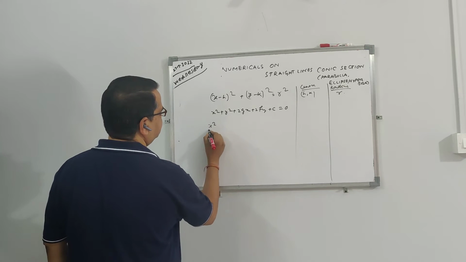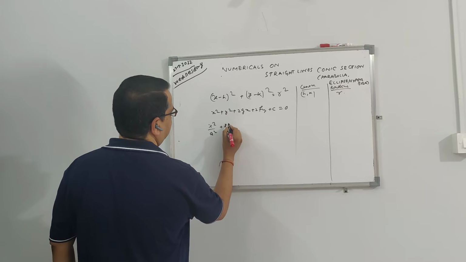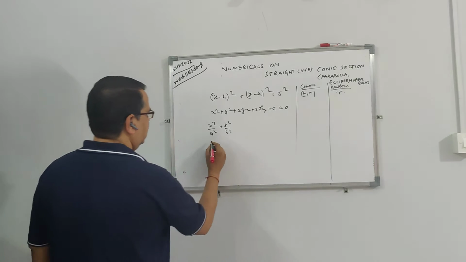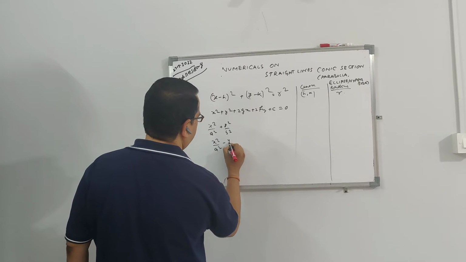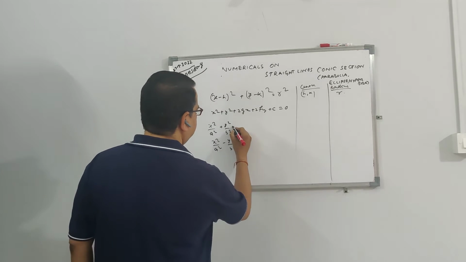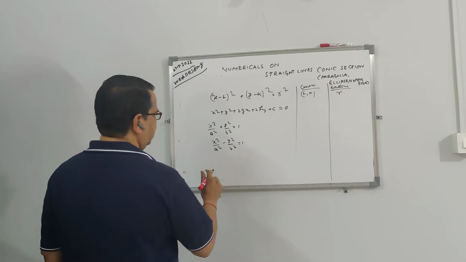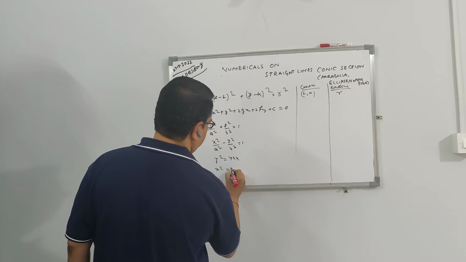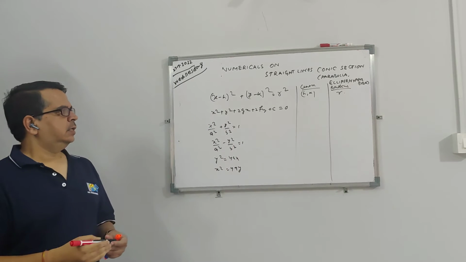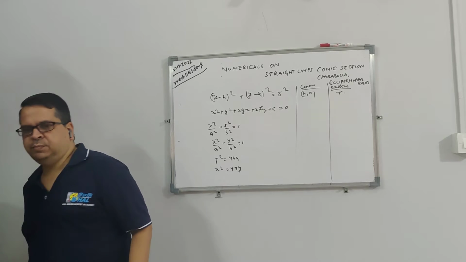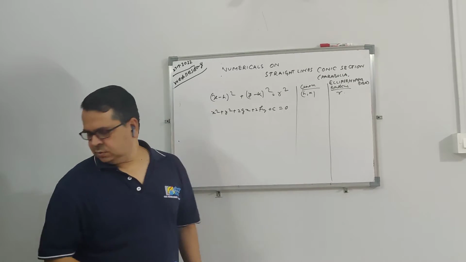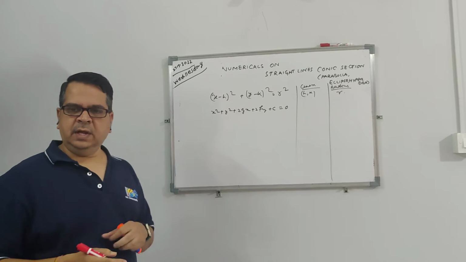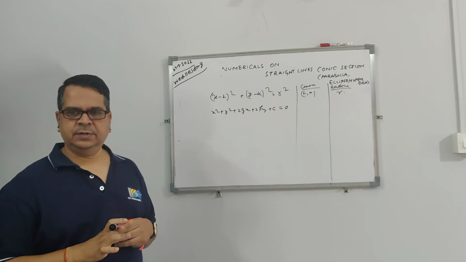Don't get confused: ellipse is x square by a square plus y square by b square is equal to 1. And hyperbola is x square by a square minus y square by b square is equal to 1. And you have parabola, which is y square is equal to 4ax or x square is equal to 4ay and all. But this is the standard form of equation of circle. In hyperbola, you know there will be a minus sign. That is for sure.